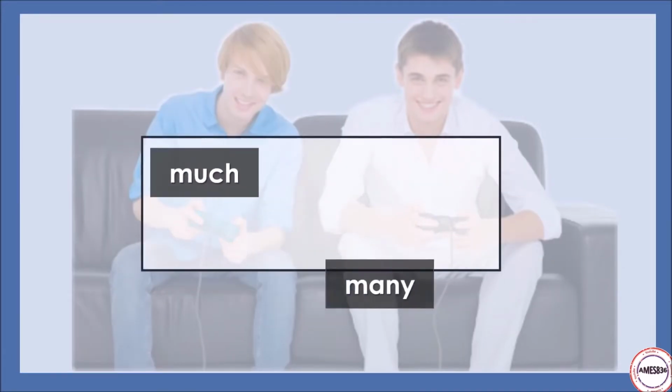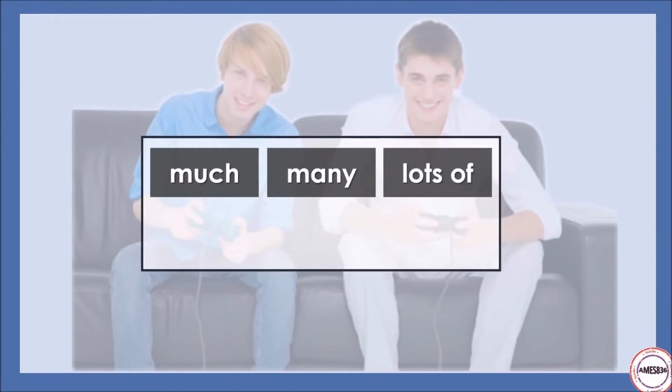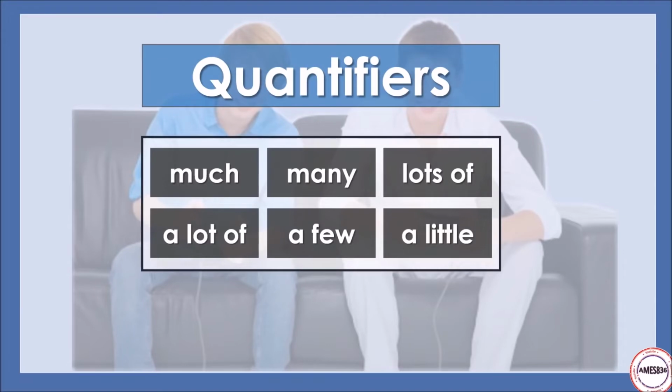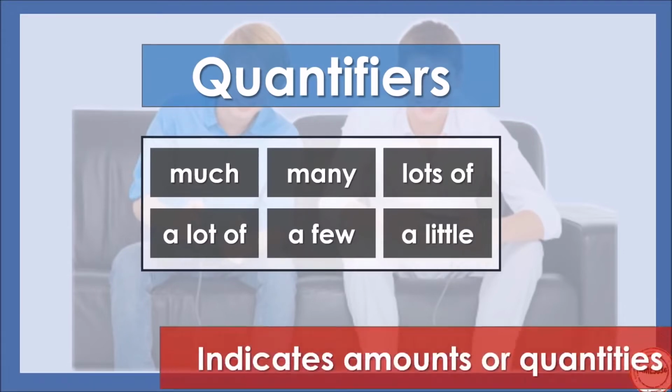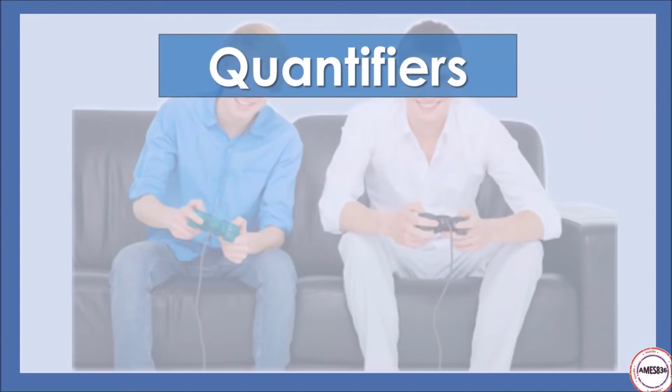Much. Many. Lots of. A lot of. A few. A little. They are called quantifiers. We use them before a noun to indicate the amount of quantity of something. Let's see how it all works.